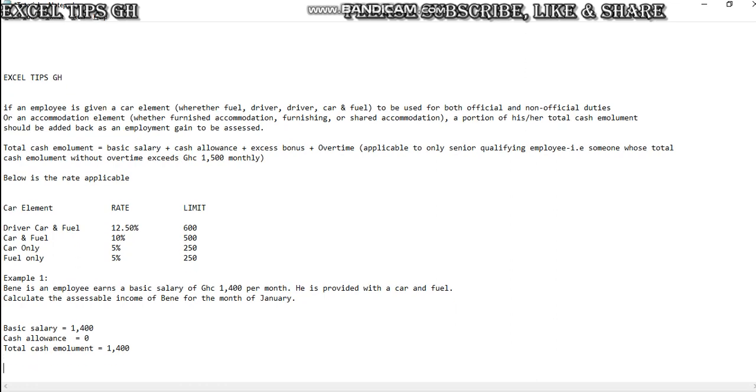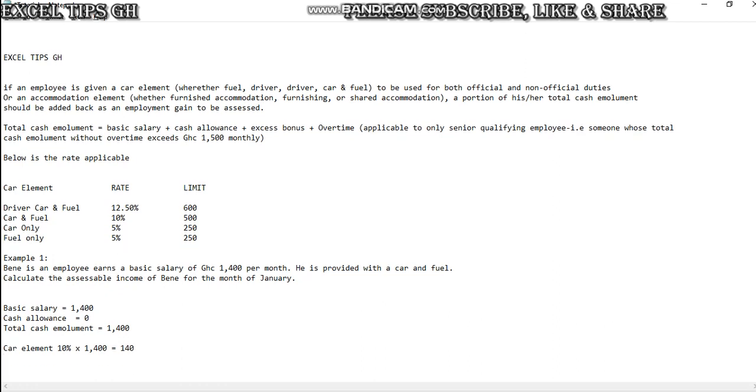So what we are going to add back is the car element, which is 10% of 1,400. This is going to give us 140. So our assessable income is 1,540, and this is what we are going to subtract our reliefs from in order to arrive at our chargeable income.